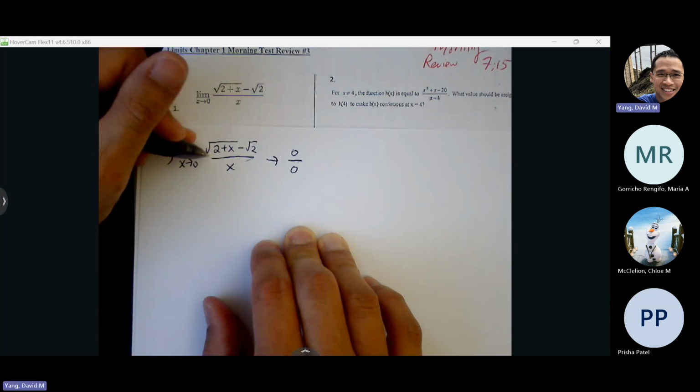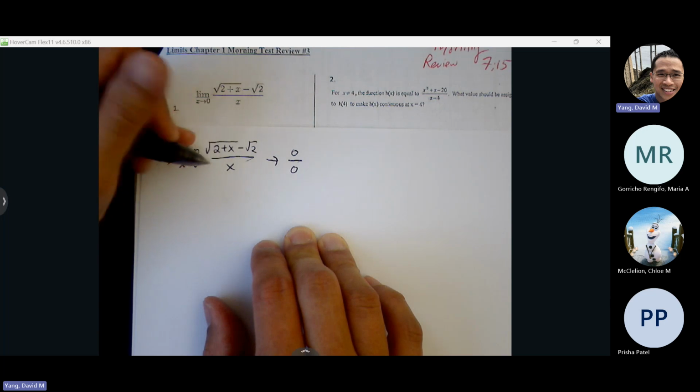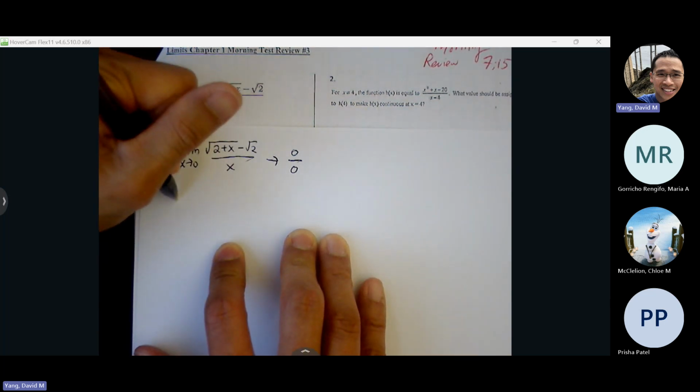We see radicals here, so let's attempt our conjugate method.